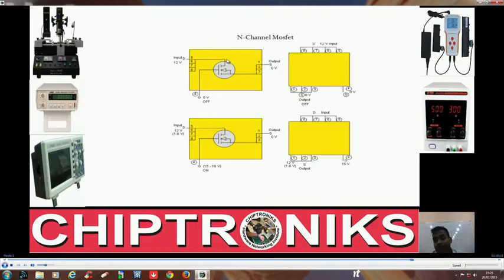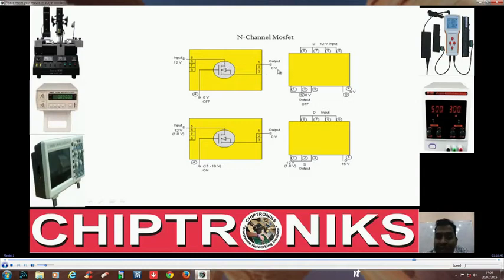Tell me, will a current flow through this MOSFET? As I said, in an N channel MOSFET, for a current to move from drain to source, the VGS should be positive. Here, MOSFET is basically used as a switch, so if this switch is closed, then this 12 volt will come over here. So what we want is this switch to be closed.